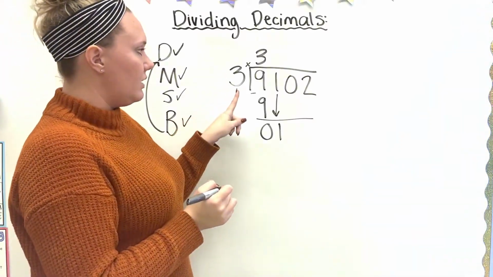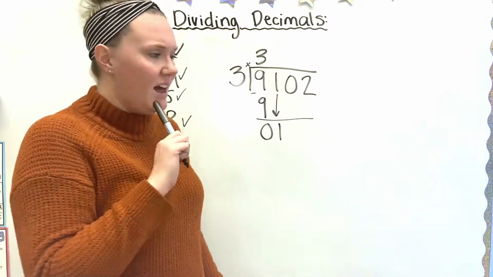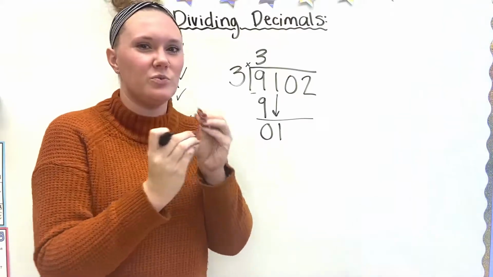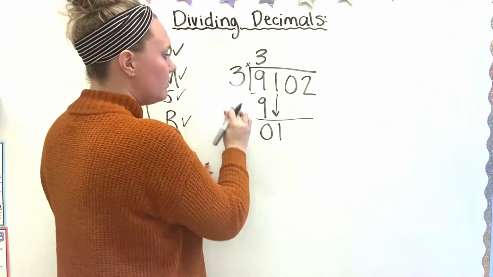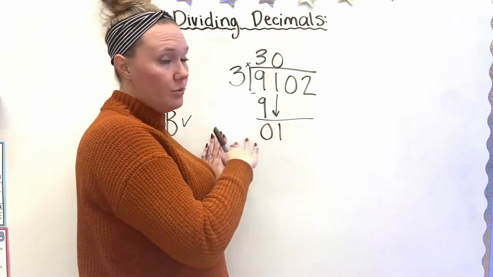So now I have to say, okay, will 3 fit into 1? I can't take 3 things and cram it into a place that only holds 1. That's too much trying to fit into a tiny place. So 3 will not fit into 1. 0 means no. 0, no.